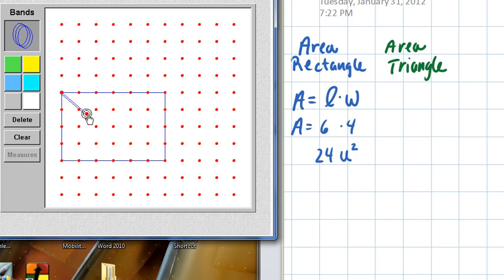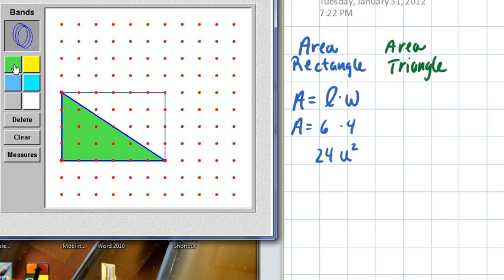But now what I'm going to do is create a triangle inside the rectangle. Let me color that for you. So now what I'm interested in is how many square units that green triangle would be. Well, if you just look at it, it's half of the rectangle.